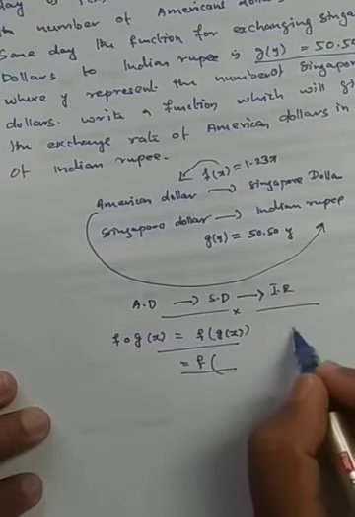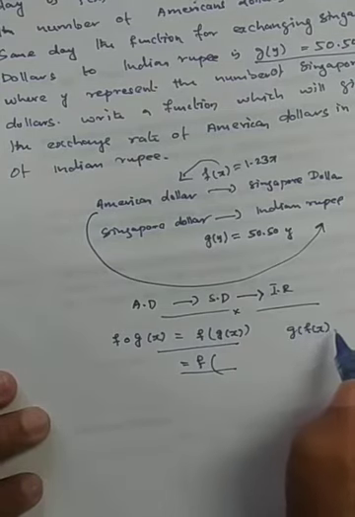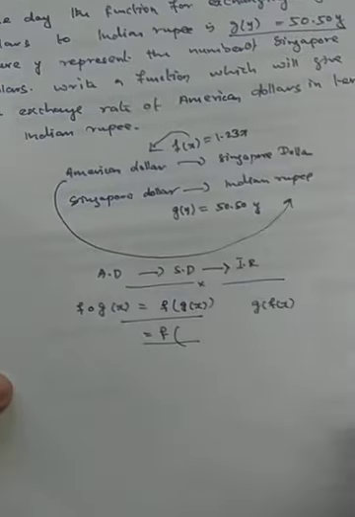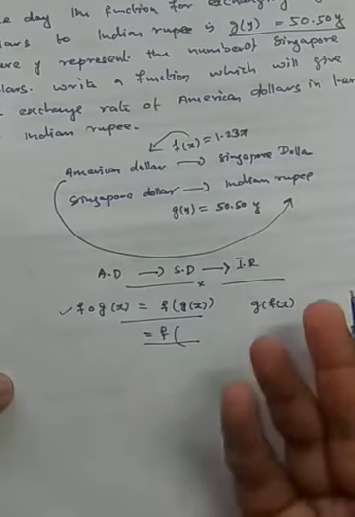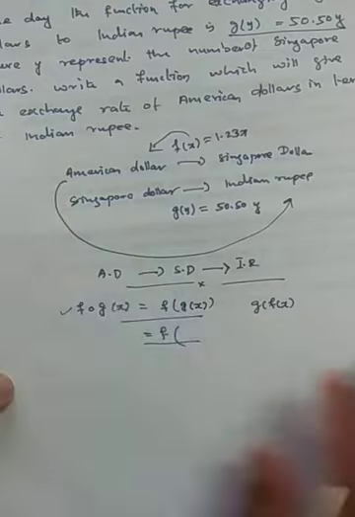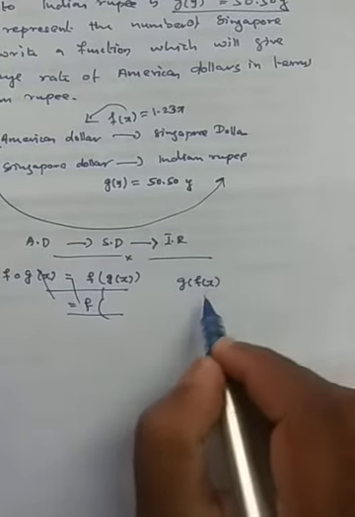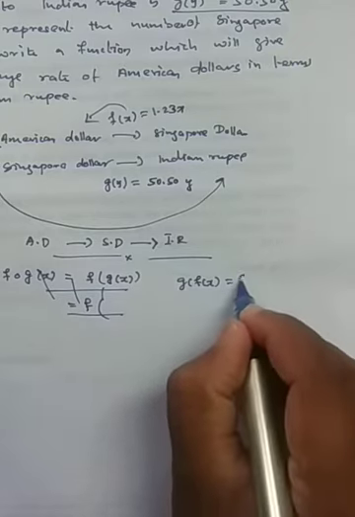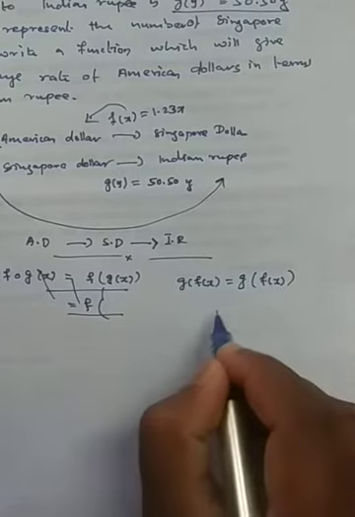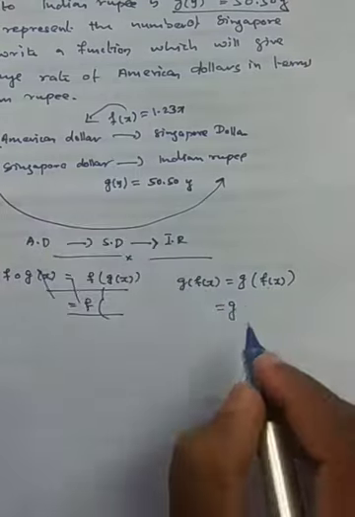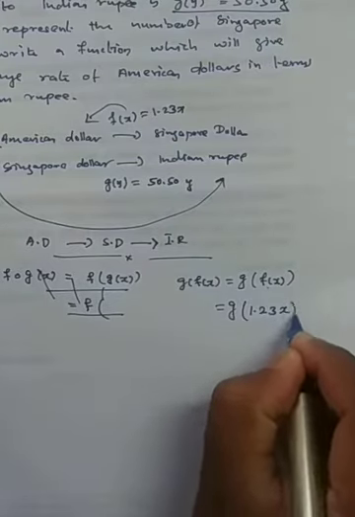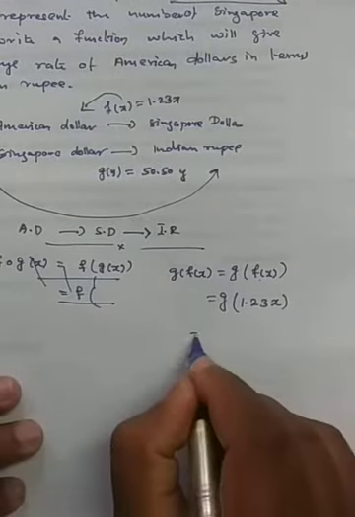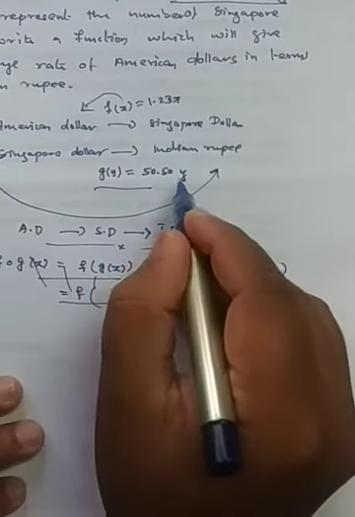F circle g you can find, or g circle f of x you will find, because American dollar first and then it will convert to Singapore, then Singapore dollar. Either you have to do f circle g, or Indian it will turn to America. So that's why we need to find g circle f of x. Therefore you can see here g of f of x, what value you are getting here. So g f of x function is what, 1.23x. 1.23x we are getting. After that one, you can see g of y is now 50.5y.